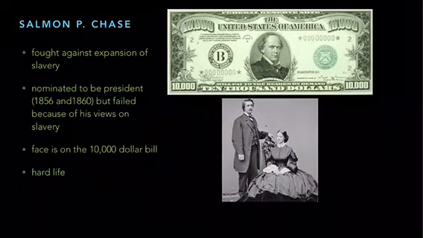While Chase was senator, he fought against expansion of slavery. Chase was also nominated for presidency in 1856 and 1860, but failed because of his views on slavery.